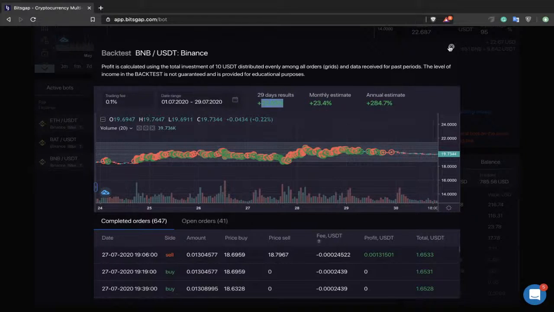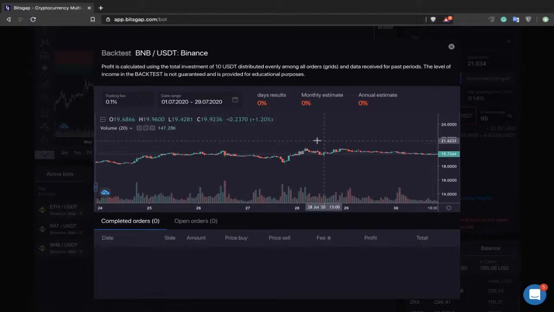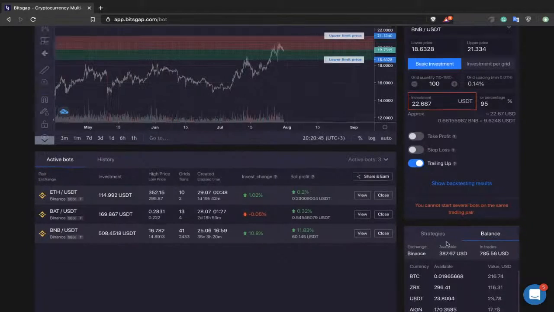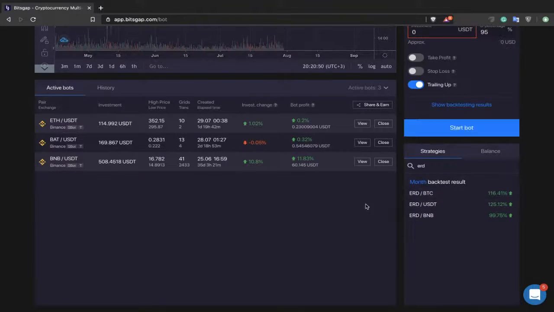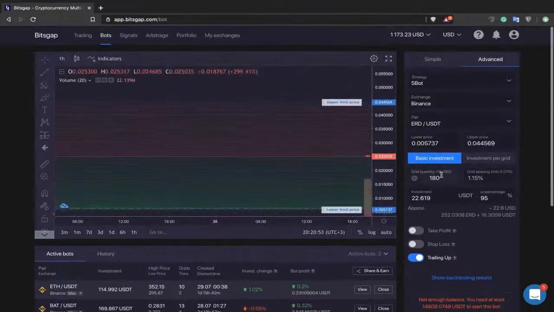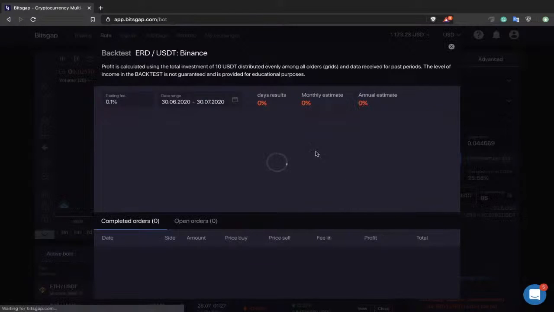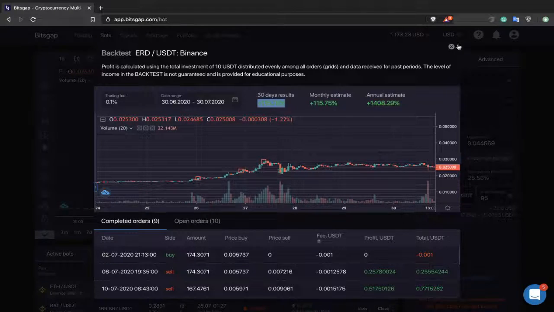Yeah, that's 22%. But I can also change it, all right? I can have, let's say, 100 grid levels. And once again, I click on it, and it will backtest this cryptocurrency having 100 grid levels, and you see a different result. And the last example I will show you, that's, I think, ERD trading to USDT. That's the perfect one. So with 10 grid levels, show backtest results, you would have generated 100.